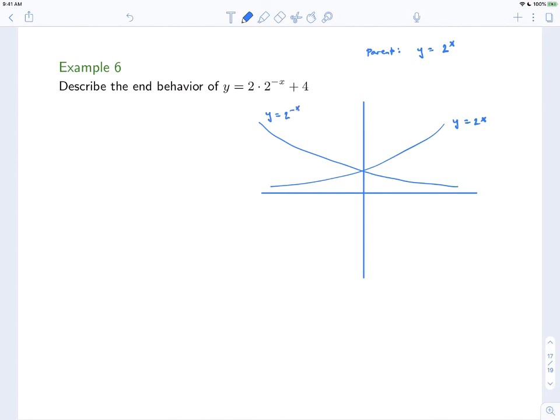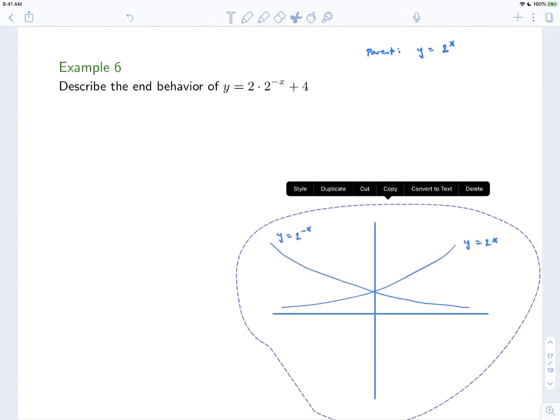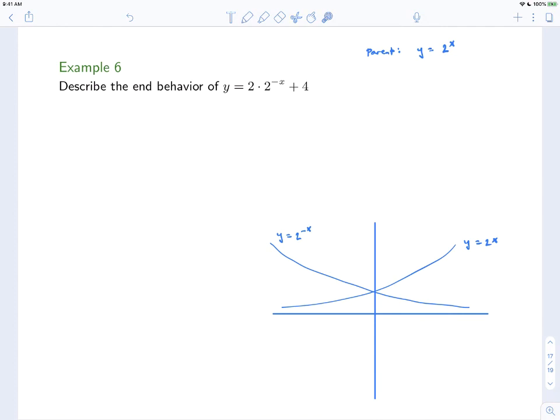And now we want to multiply that by 2, so it's going to get bigger. And then we're going to translate it upwards, so maybe we need a little bit more room. So let's put this down here. So this is y equals 2 to the negative x. Now we're going to multiply it by 2, so everything just gets bigger. So it's going to look like that. So this is y equals 2 times 2 to the negative x.